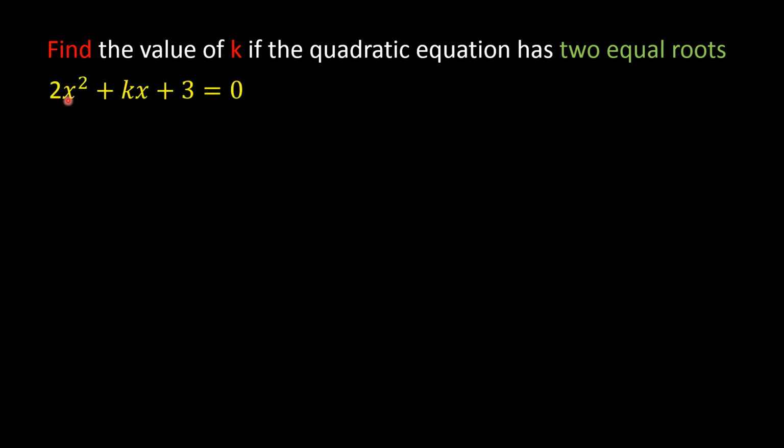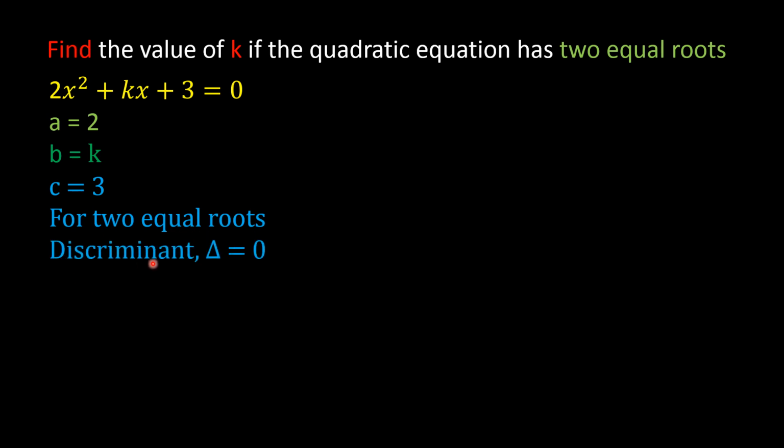The equation is 2x squared plus kx plus 3 equals 0. Here a is 2, b is k, and c is 3. We know that for two equal roots, the discriminant delta is 0. That is b squared minus 4ac equals 0. We will substitute the values. We have b equals k, a equals 2, and c equals 3.